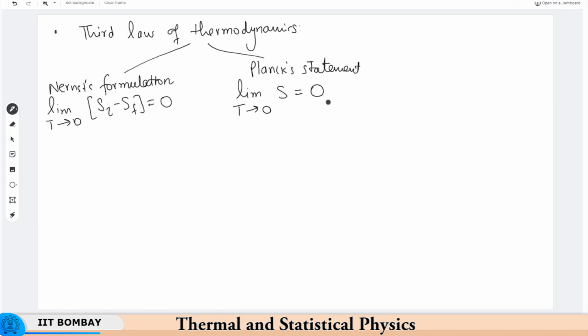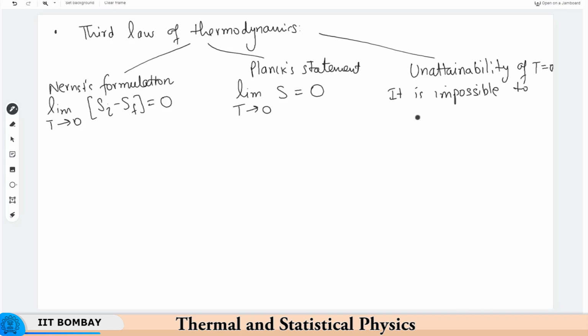So it's like the system has absolutely no disorder in its structure, right. And moreover, we also proved a statement which is the unattainability of the T equal to 0 state. As a consequence of the absolute entropy value going to 0 as temperature goes to 0, we saw that there is no way we can achieve the T equal to 0 state in a finite number of adiabatic and isothermal steps. So basically it is impossible to achieve the T equal to 0 state in a finite number of steps, right.